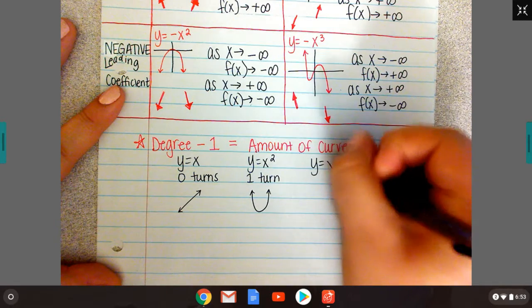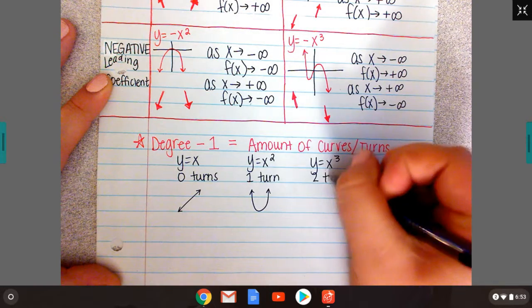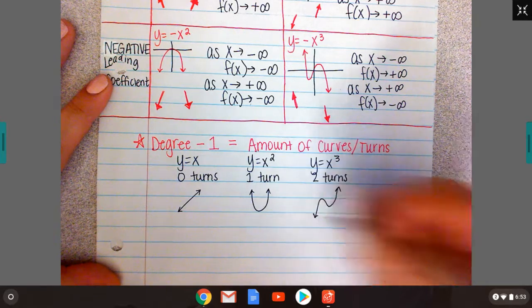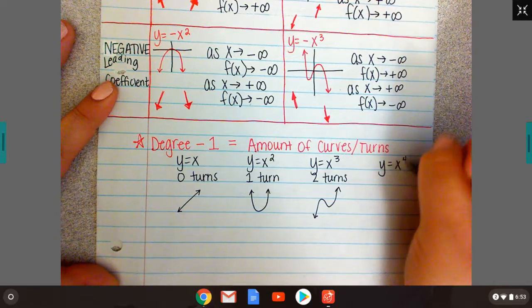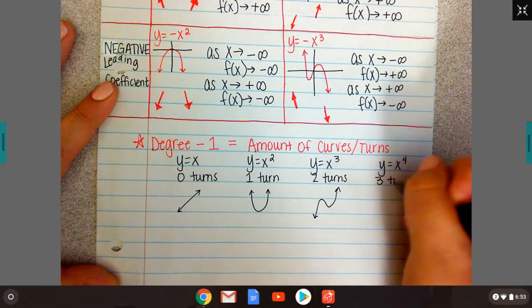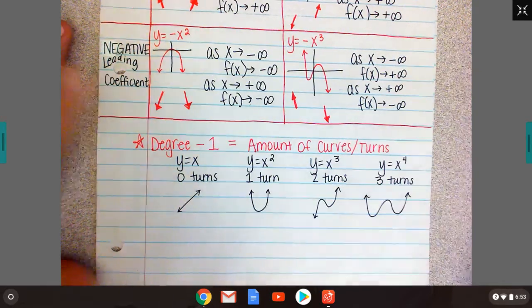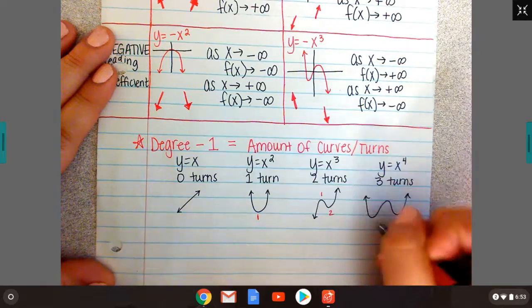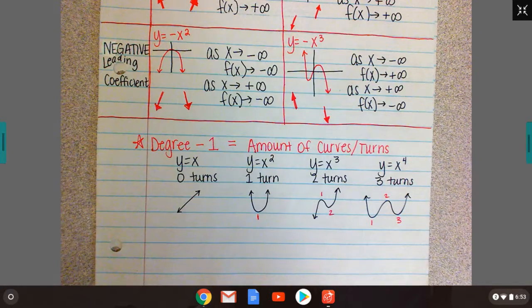Y equals x cubed. Degree is 3. Take away 1 is 2. So you have 2 turns. And so on. So we could keep going here. I'll throw one more. Y equals x to the 4th is going to have 3 turns. So you can see here's the 1, here's 1 and 2, 1, 2, 3. So you can get an idea of how many times you're going to curve throughout if you're trying to find the degree of a polynomial.